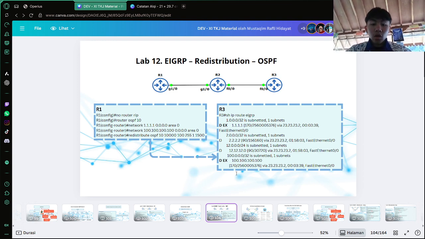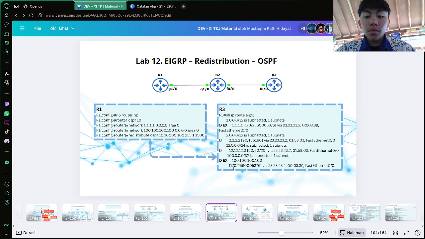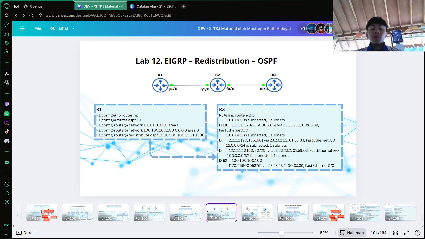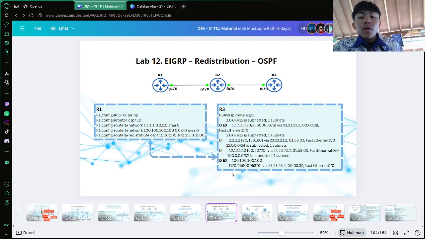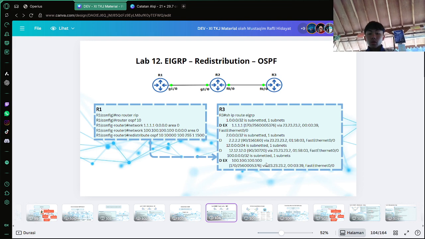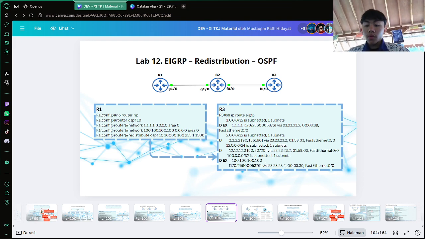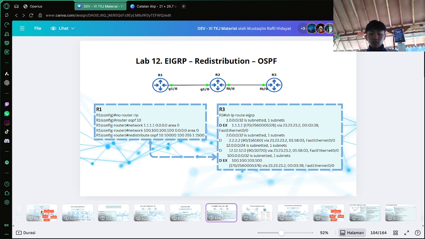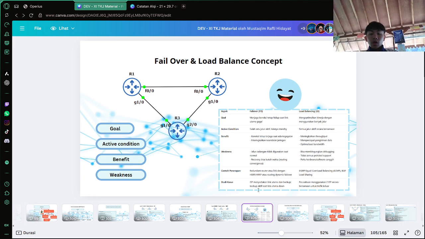Configuration highlights: based on current best practice, the EIGRP configuration includes the router OSPF 10 process on Router 1 for network redistribution, Area 0 designation for OSPF backbone connectivity, and the redistribute command linking the EIGRP and OSPF domains. And the next slide is about failover and load balance concept.